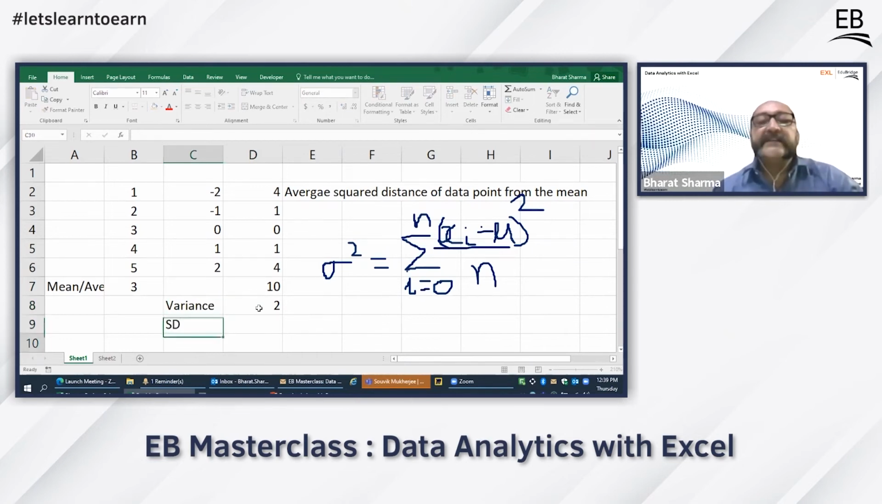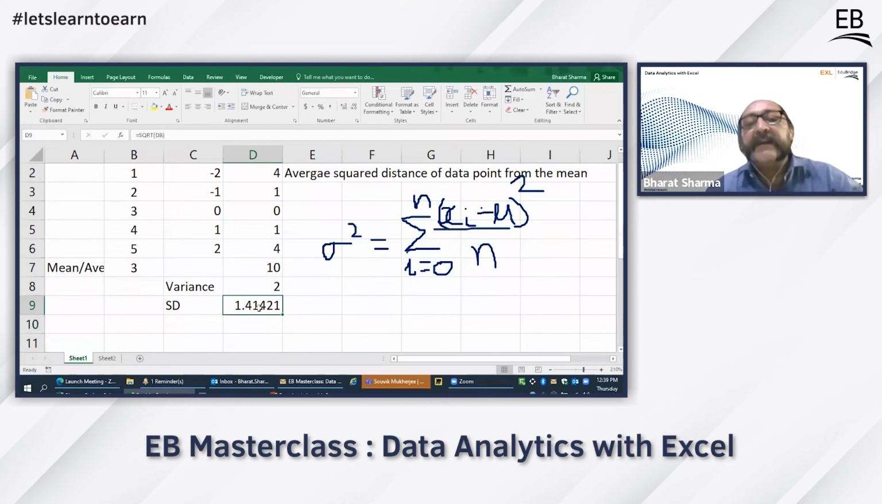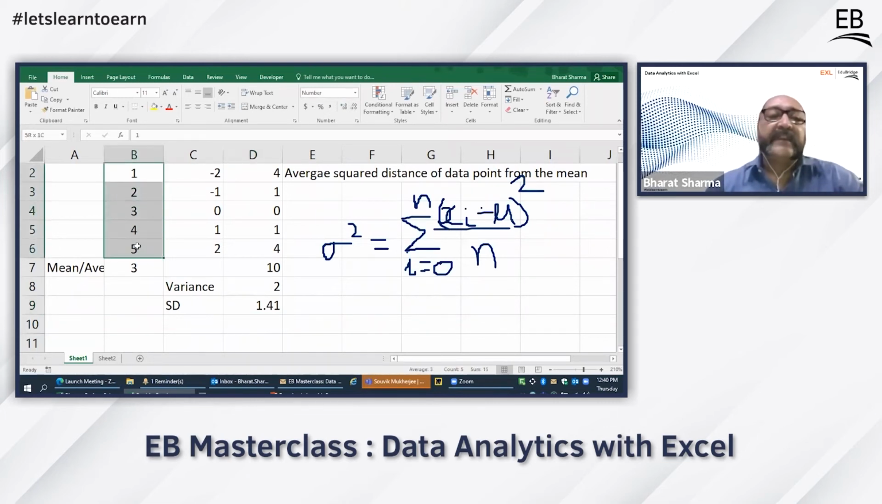And then how do I get the standard deviation? Somebody said it right. You do the square root of this and you get the standard deviation. So standard deviation, let's take it at only two decimal points, is 1.41 for this data set. There are more complex things into it. I'm not getting into all those complex things right now, but I just want to keep it a little simple here for you to understand.